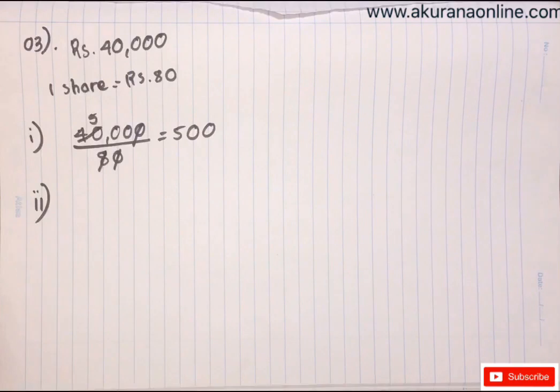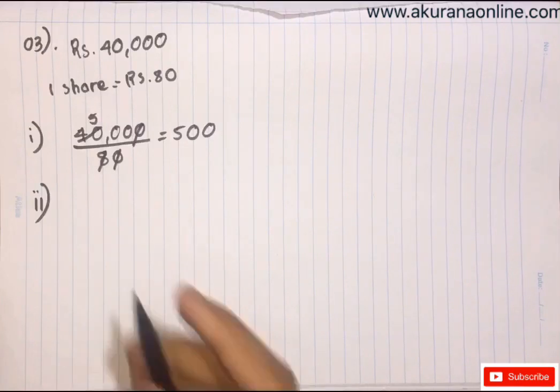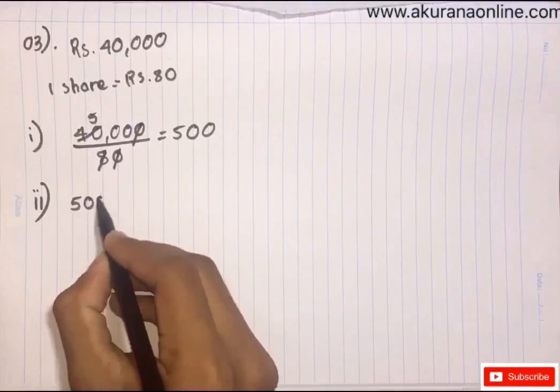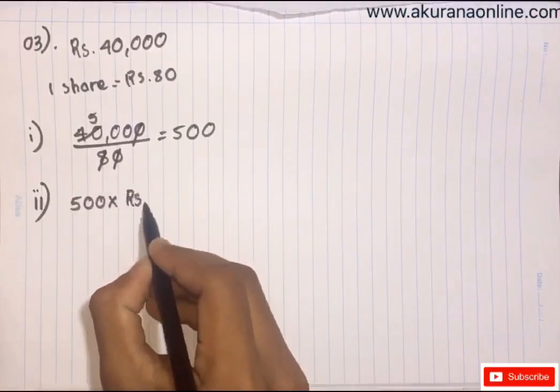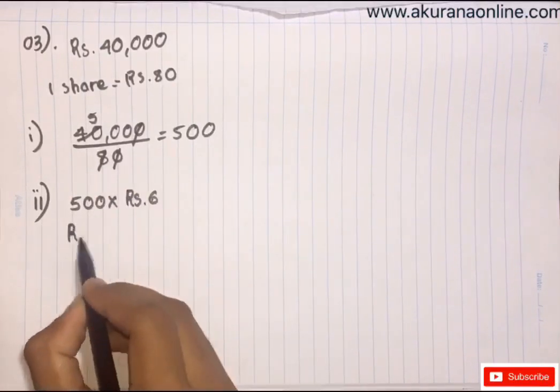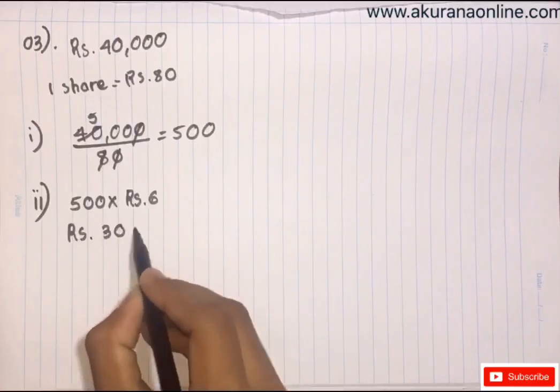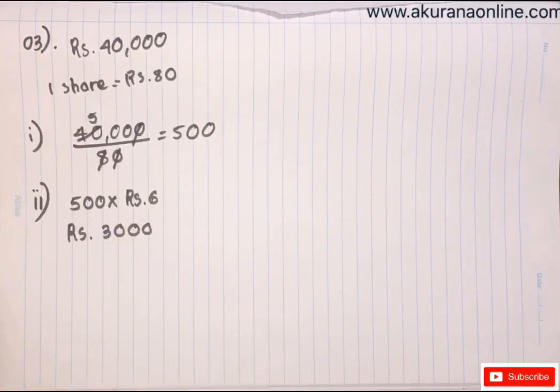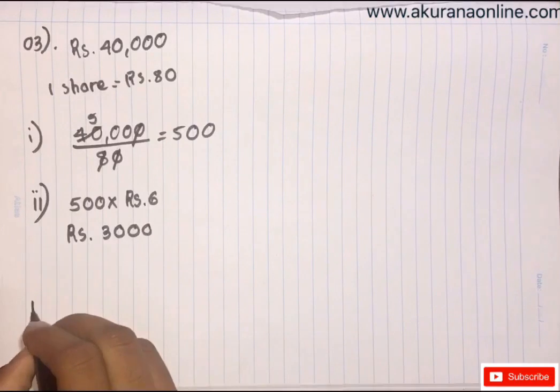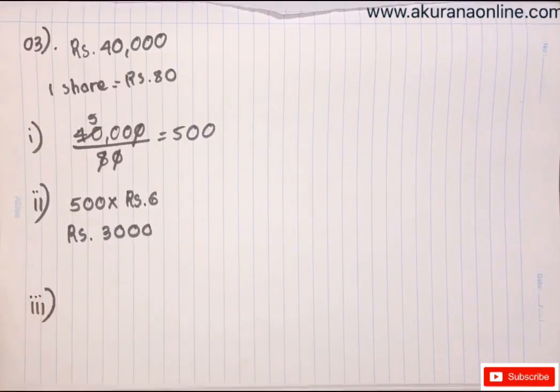Find the annual dividend income Mr. Pereira receives. Now from one share he is receiving how much? 6 rupees. Therefore total number of shares 500, then you have to multiply 500 by 6 rupees. So the answer will be 3,000. Okay?